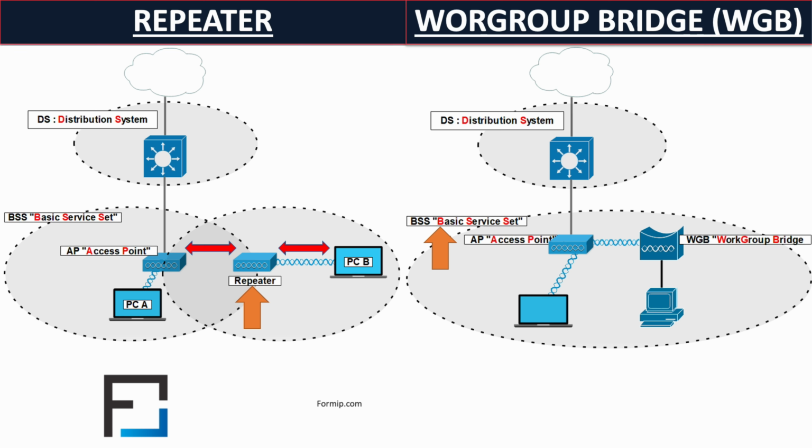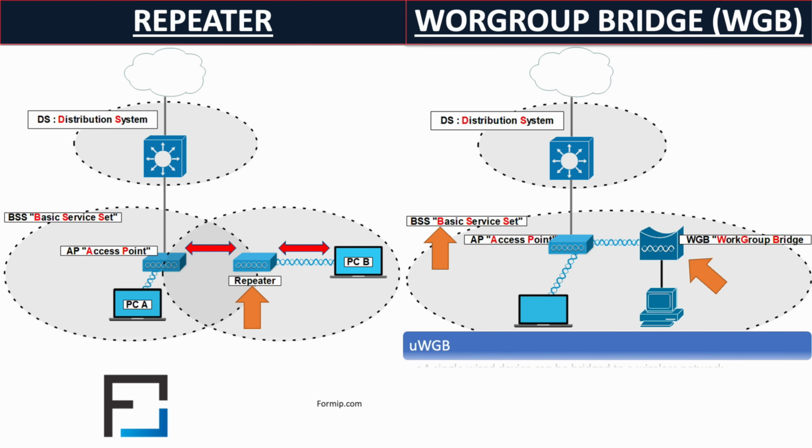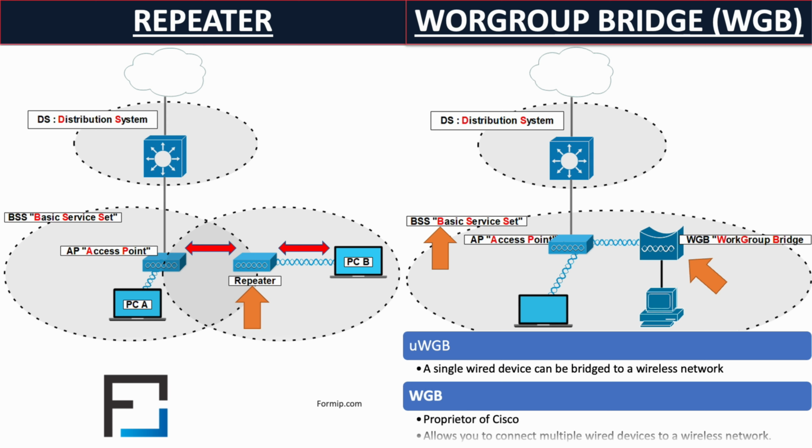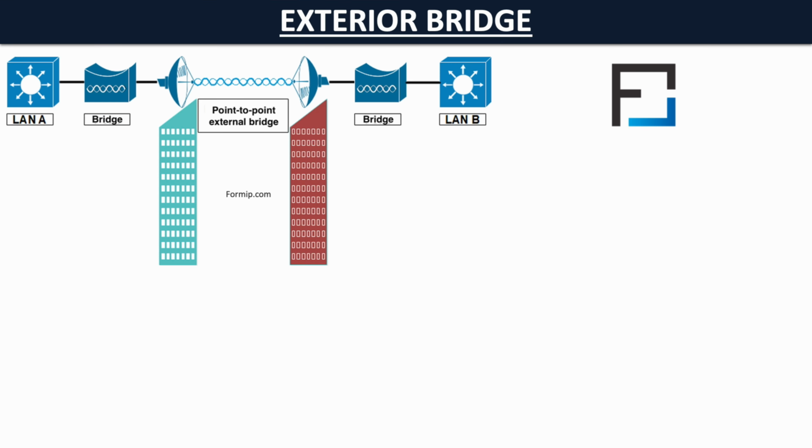On the diagram, we can see that the AP provides a BSS. The laptop on the left is a wireless client, and the device on the right is associated with the AP via the Wi-Fi bridge. Among the WGBs, there are 2 kinds. We have the universal bridge, which is found with the initials UWGB, where a single wired device can be bridged to a wireless network. And we have the WGB, which is a proprietary Cisco system, which allows you to connect several wired devices to a wireless network.